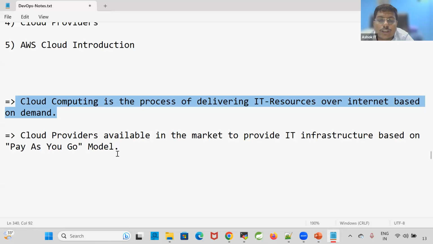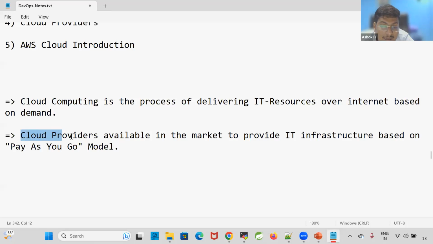The company which is providing the infrastructure for rent is called a cloud provider. So how is the cloud provider providing the infrastructure? Cloud providers provide the infrastructure based on the pay as you go model. What is the meaning of pay as you go model? For using their services, you pay the rent for them. You no need to purchase anything. You no need to manage anything. You just use the infrastructure and pay the rent for using it. If you use it, then only you have to pay the rent. If you don't use it, you no need to pay the rent for that.